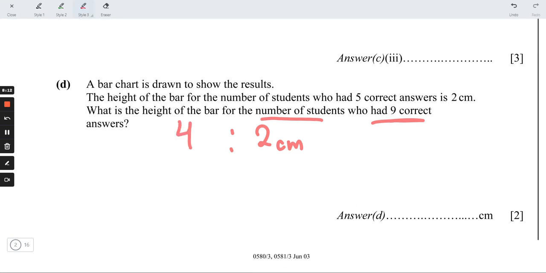4 students to 2 centimeters. Dividing both sides by 2, you will get 2 students to 1 centimeter. That means 1 centimeter represents 2 students. For 9 correct answers, we have 10 students.